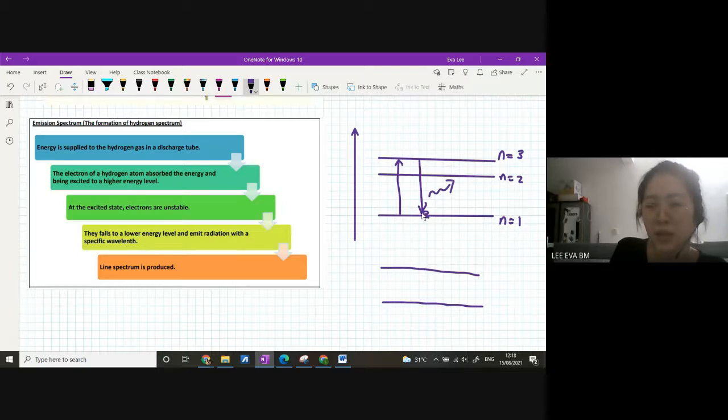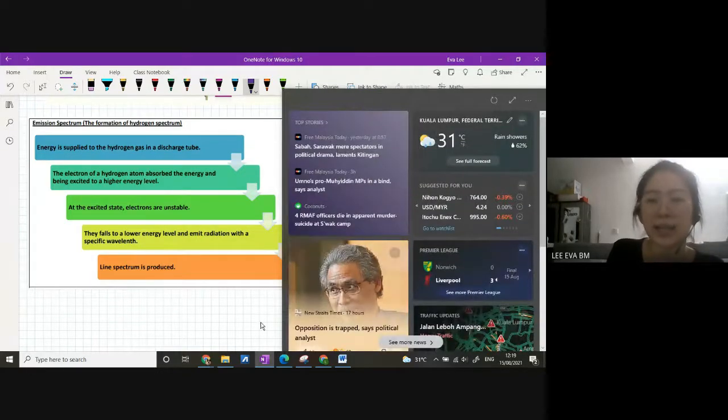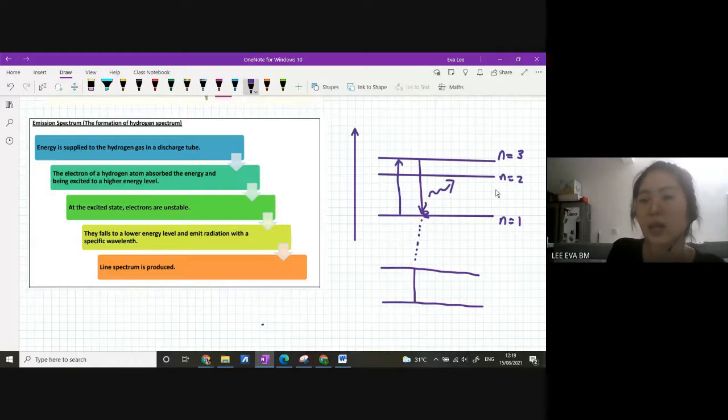So when it falls down, energy is emitted or radiation is emitted, then you are forming one line. So this is our light spectrum. In the next diagram there will be more. Okay, so here you have to understand the process. Excited first, then it becomes unstable, then it falls down, only then will you get the line spectrum. So this is a story you need to understand.